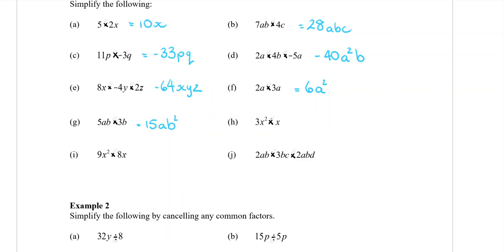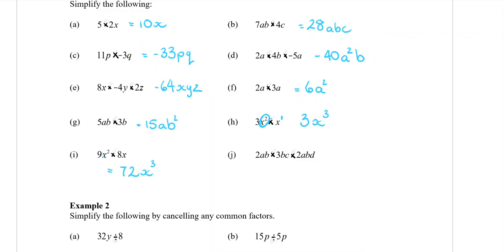H, 3x squared times x. 3 is the only number there, so 3 will be the only number in the answer. The x squared times another x, this first one means that I've already got 2 x's, and I'm adding on another 1 here, so altogether I have 3 x's, x to the power of 3. I, 9 times 8 is 72, and again, x squared times another x means that I have 3 x's, or x to the power of 3.